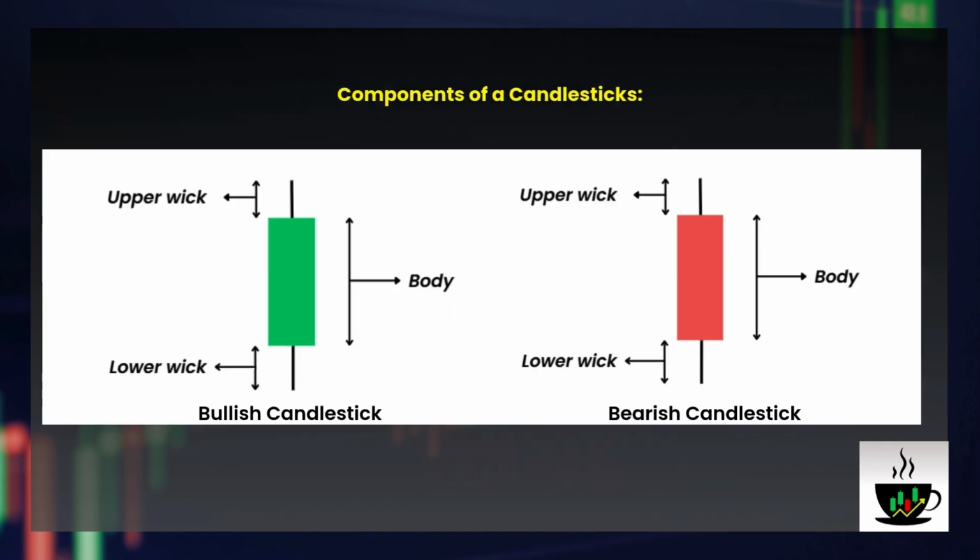Components of a candlestick. The body of the candle, the thick part between the open and close prices. If the close is greater than open, the body is usually green, a bullish candle. If the close is less than open, the body is usually red, a bearish candle. Wick or shadow. The thin lines extending above and below the body, showing the highs and lows beyond the open and close range. Upper wick. The line above the body of the candle. Lower wick. The line below the body of the candle.